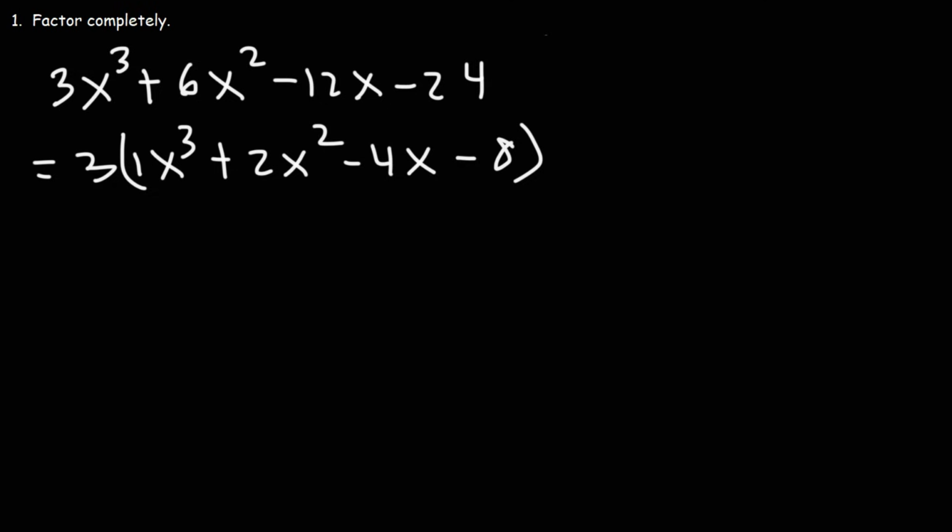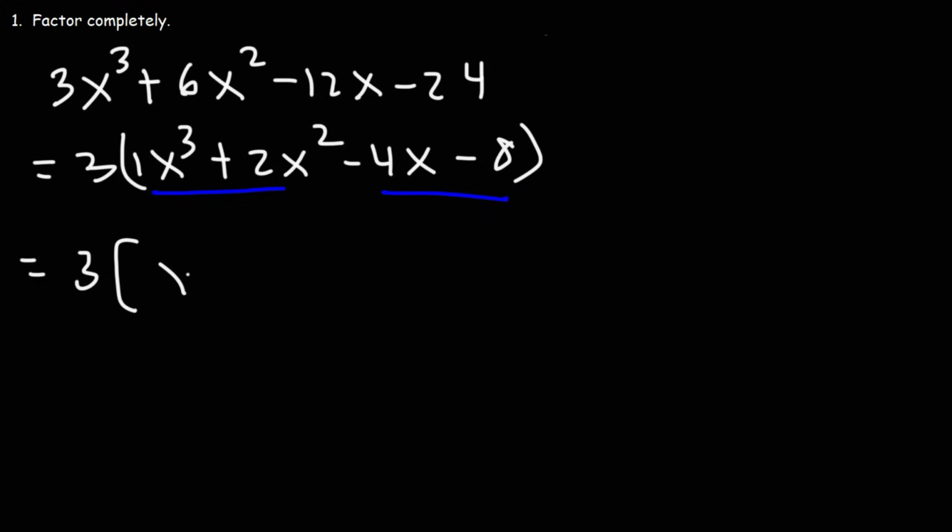Now, notice the ratio of the coefficients for the first two terms with that for the last two terms. 2 divided by 1 is the same as negative 8 divided by negative 4. They both equal 2. When you see that, when the first two terms have the same ratio as the last two terms, you can factor by grouping. So we're going to take out the GCF in the first two terms and in the last two terms.